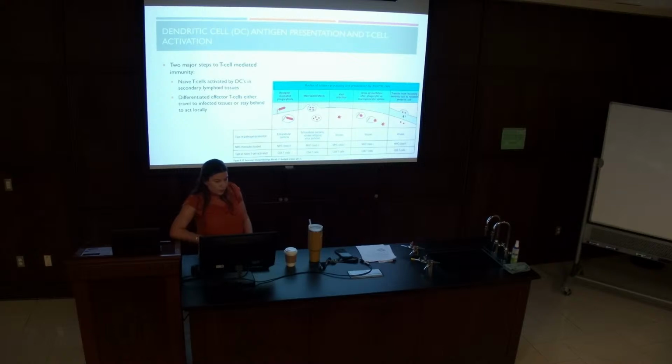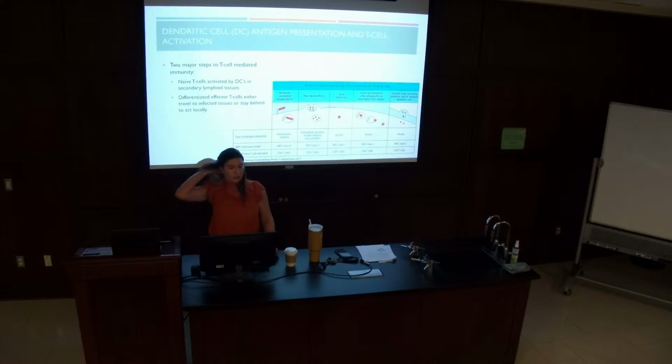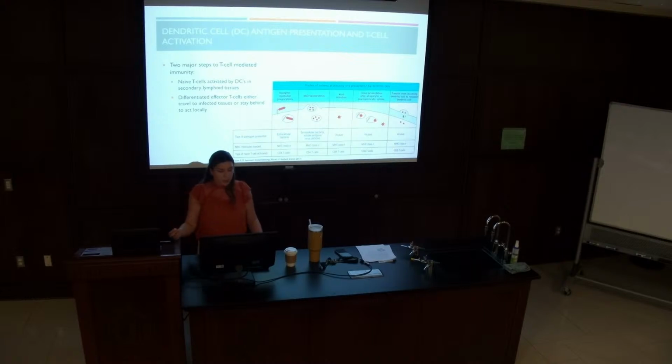I'm going to put this all together and give you an example of dendritic cell antigen presentation and T cell activation. There are two major steps to T cell mediated immunity. Naive T cells have to be activated by dendritic cells in the secondary lymphoid tissues. And then the T cells that are differentiated can travel to the infected tissue, or they stay behind and act locally, but they're naive T cells until the antigen presenting cell activates them.